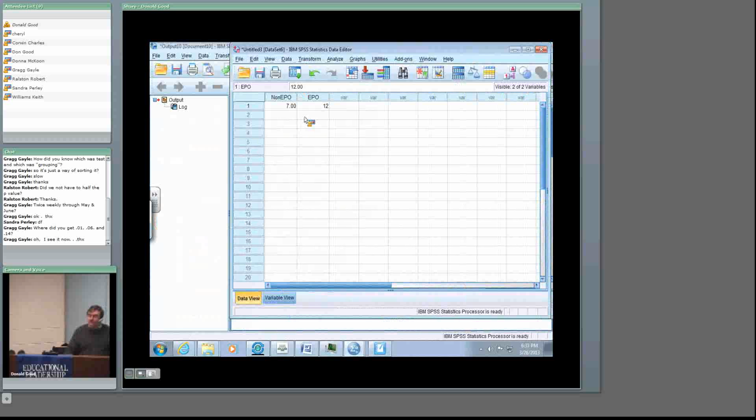That's the same person. Now, notice in paired form, the pairs are side by side because there are 2 different measures. One's pre and one's post. Person number 2 had 3 before he had the EPO, had 5 after he had it. Person 3 went from 4 to 11. Person 4 went from 6 to 11. Person 5 went from 3 to 9. And person 6 went from 13 to 18.